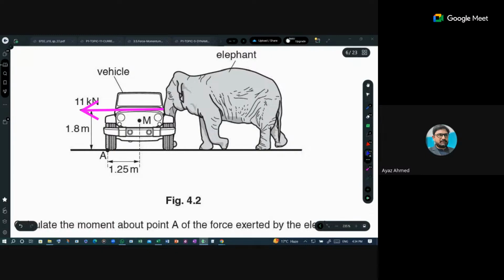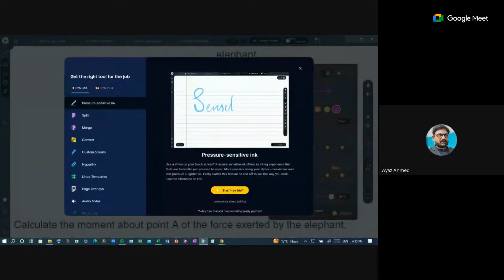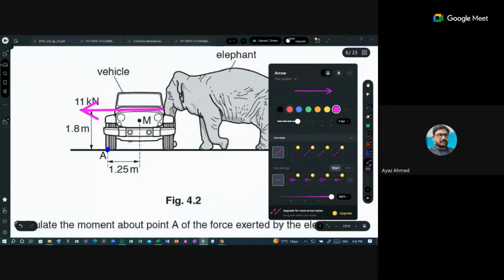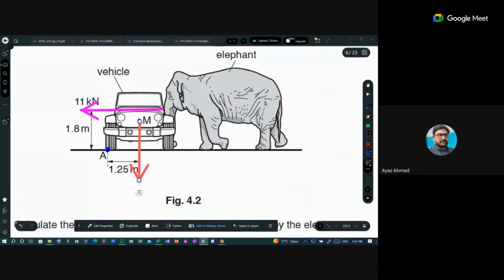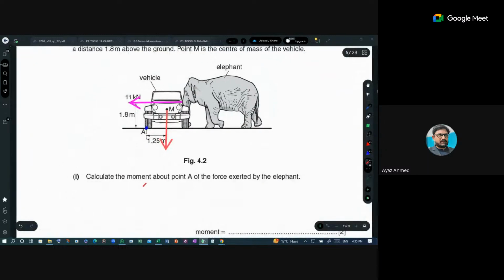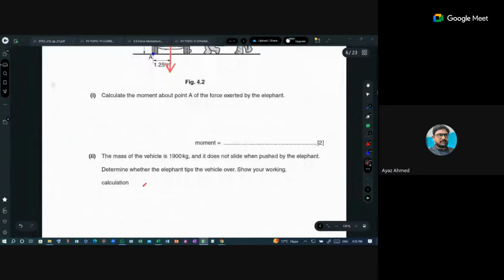This is basically a very important point. I mean to say that the weight of the vehicle is acting over here. It will be given to you. Probably it will be given to you, because if mass is given, then definitely we can find the weight. Now let's talk about it.